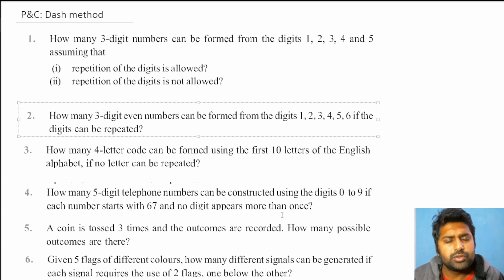We'll start with a new chapter known as PNC. The full name is Permutation and Combination. Okay, let's first understand the words permutation and combination.